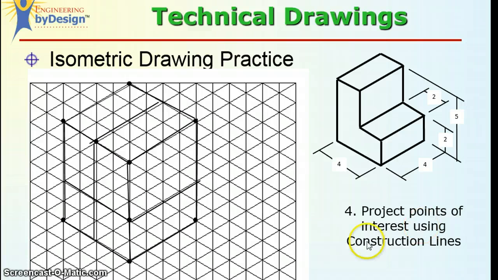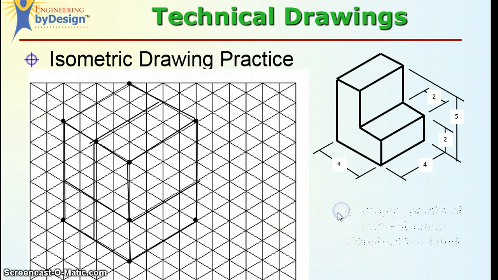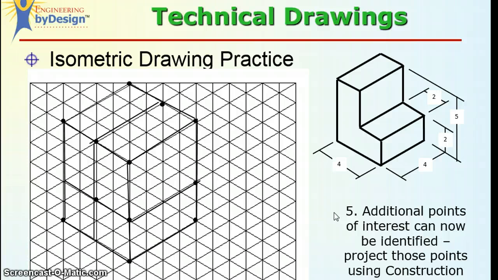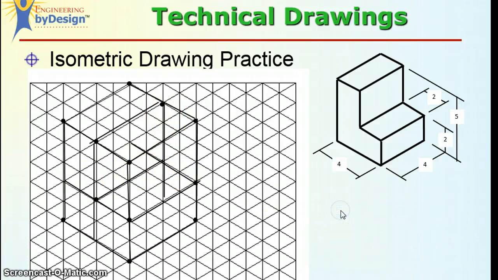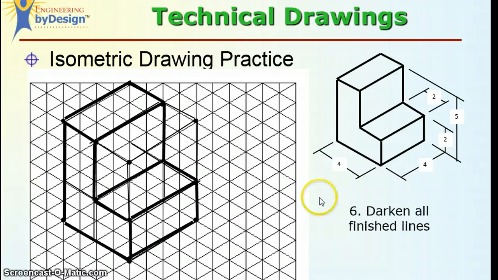So project those points of interest using the construction lines, and then additional points of interest can now be identified. So if you had anything else on there, like maybe a little circle, you could use construction lines to project that. You can also make sure that you do this on the back, and then you darken in the lines of the points of interest, or you darken in the lines of this shape.